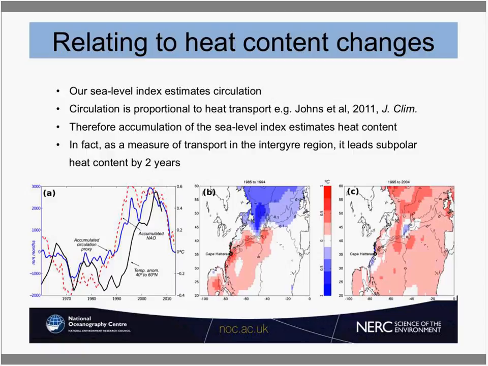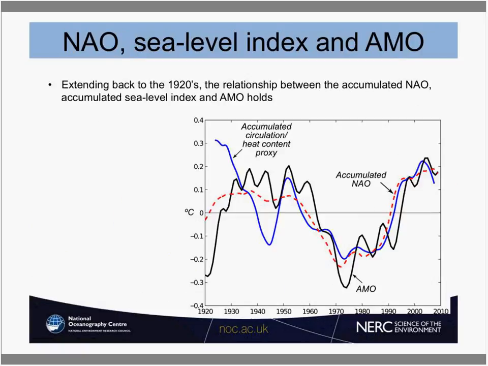So I'm looking at the center figure now. This is from 1985 to 1994. From 1995 to 2004, that heat content really transported up into the subpolar gyre, warming the waters there and eventually warming the sea surface temperatures. So we're able to relate this sea level index back in time, back to the 1920s. Relate these three factors together.